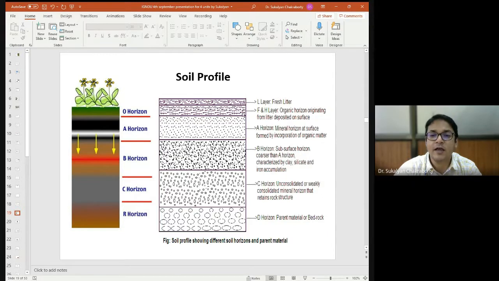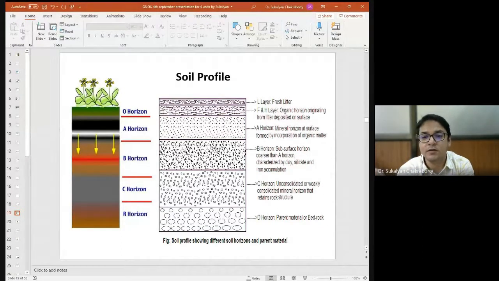Next is the organic horizon, originating from the litter deposited on the surface. So this is undecomposed, the first layer. Then you have the decomposed layer. Then you have the mineral horizon at the surface, formed by incorporation of organic matter. This is a mixed layer where the mineral matter, which comes from the parent rock, migrates here by the weathering process, and also mixes with the organic matter from the upper layers, and they form the A horizon. So the O horizon was completely organic matter; the A horizon is a mixture of organic matter as well as minerals.